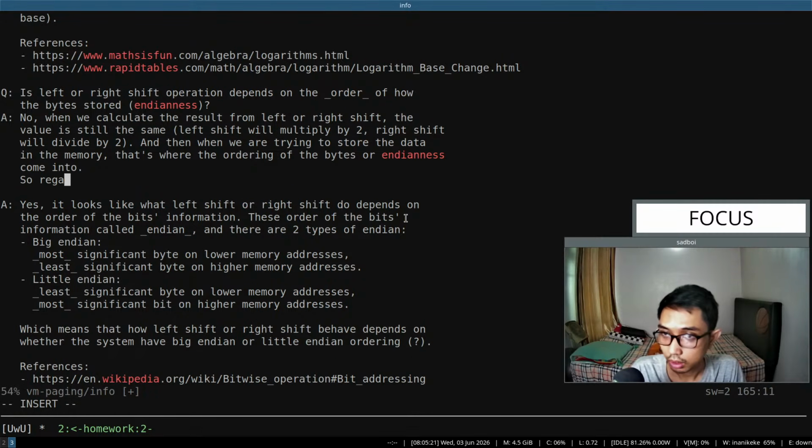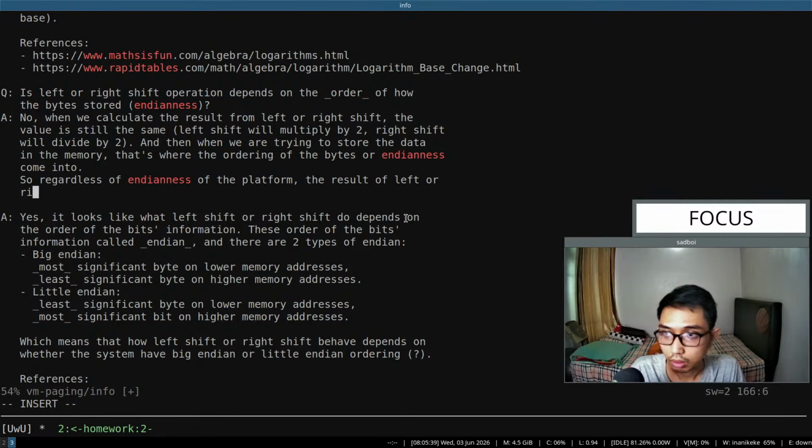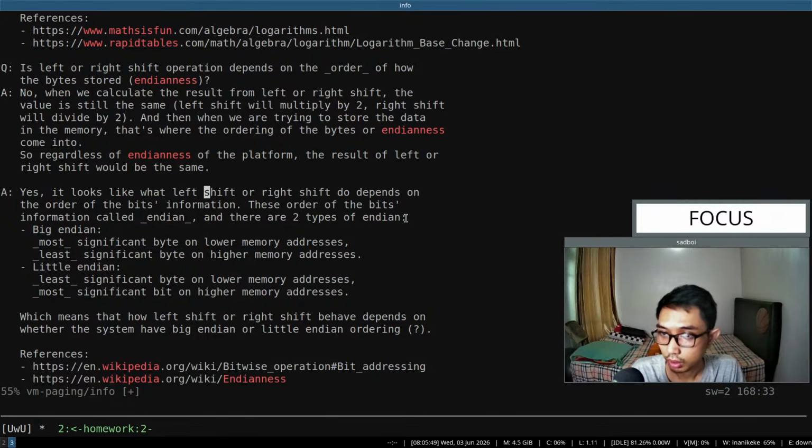So regardless of endianness of the platform, the result of left or right shift would be the same. Okay.